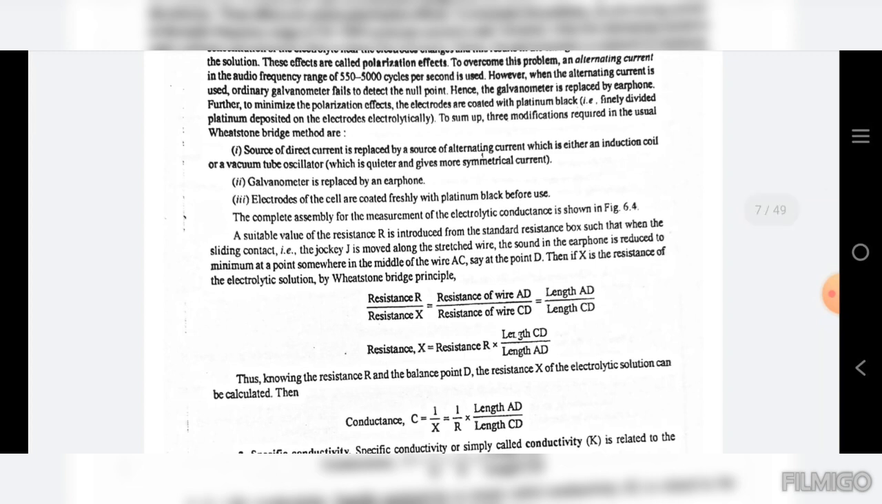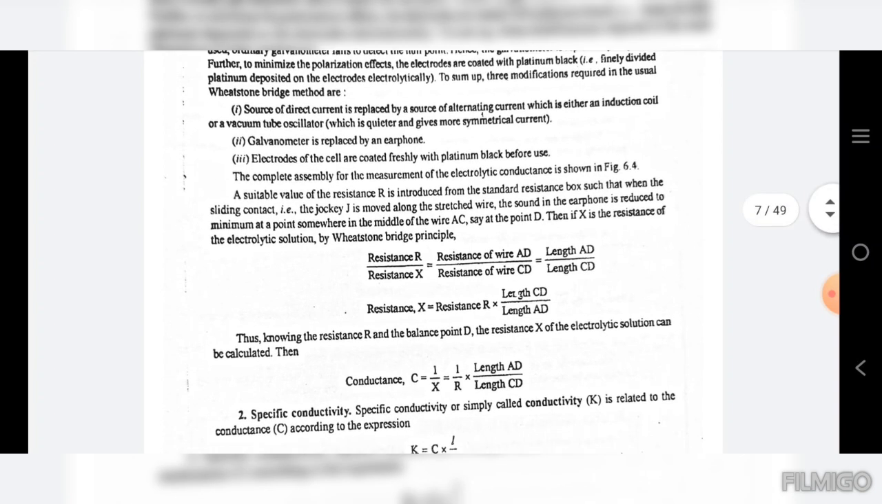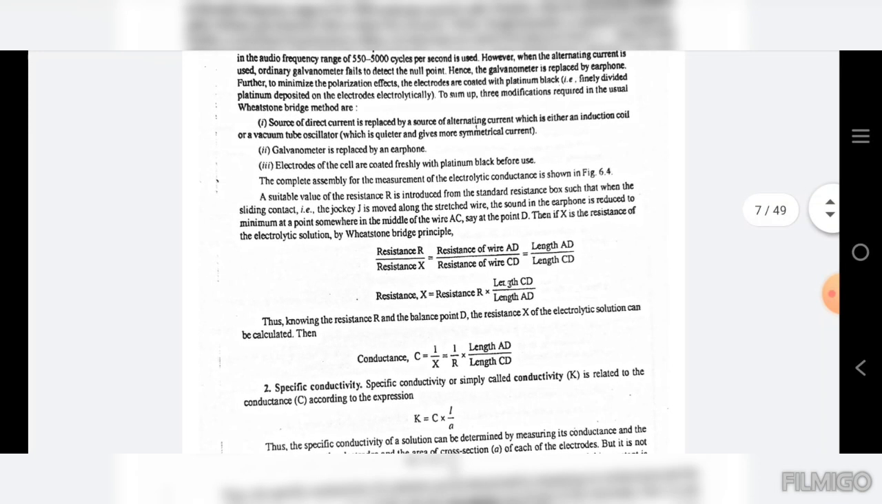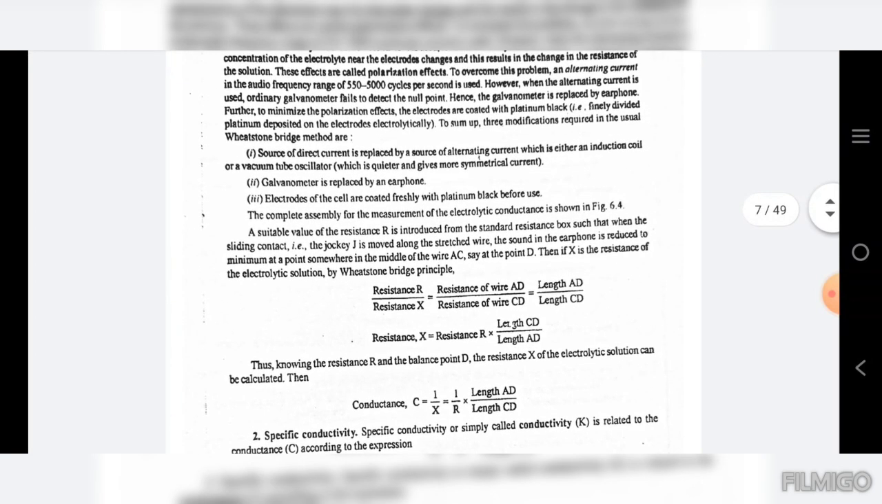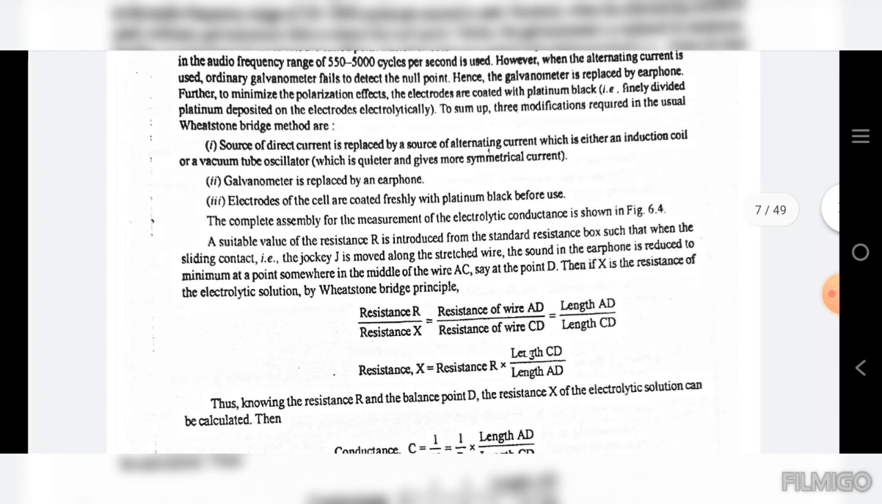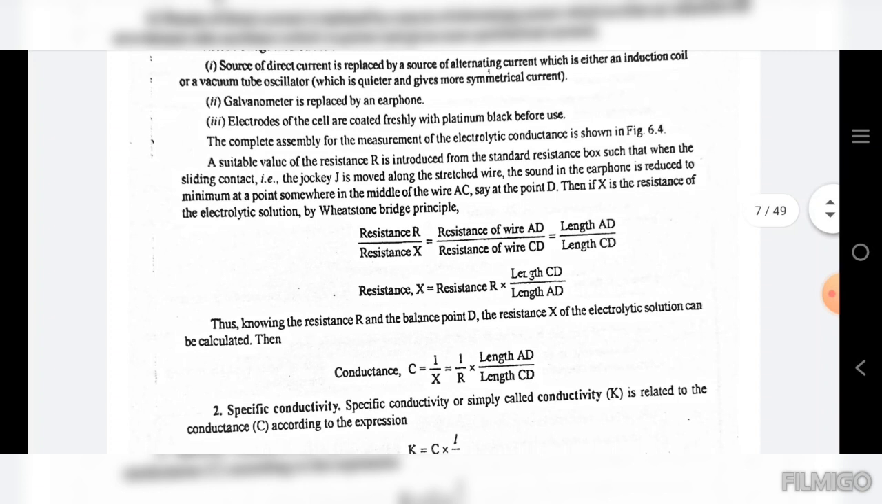Further, to minimize the polarization effects, the electrodes are coated with platinum black, finely divided platinum deposited on the electrodes electrolytically. To sum up, three modifications required in the usual Wheatstone bridge method are: the source of direct current is replaced by a source of alternating current, which is either an induction coil or a vacuum tube oscillator, which is quieter and gives more symmetrical current. The galvanometer is replaced by an earphone. The electrodes of the cell are coated freshly with platinum black before use.